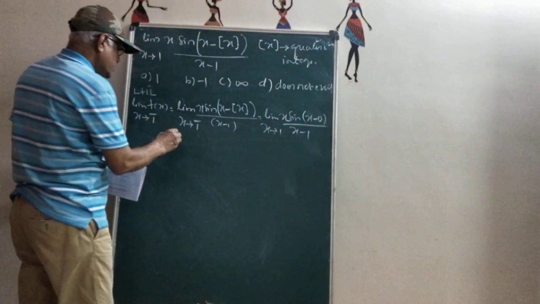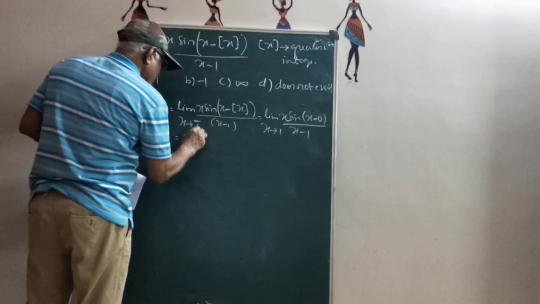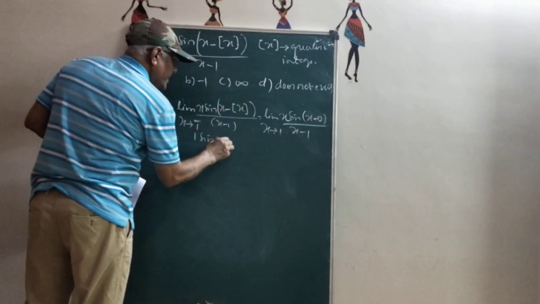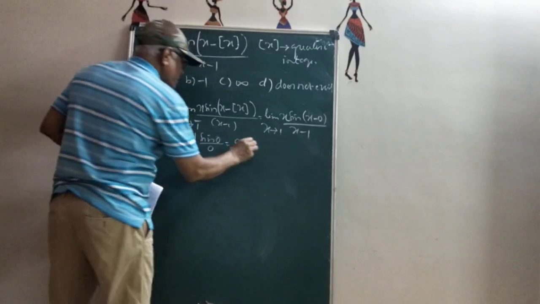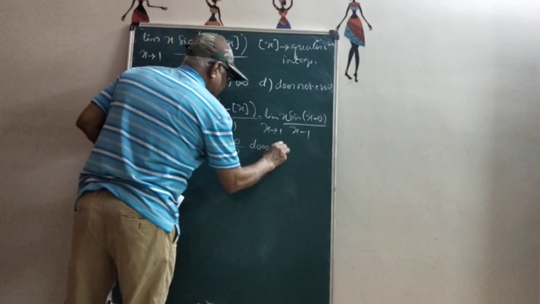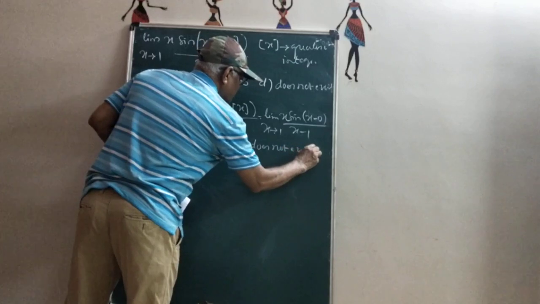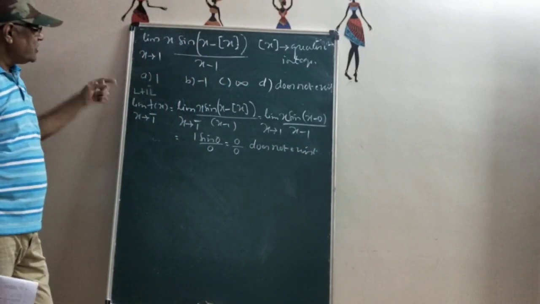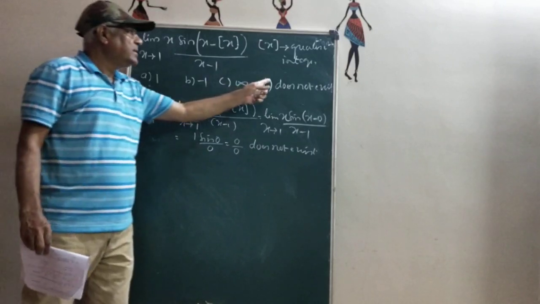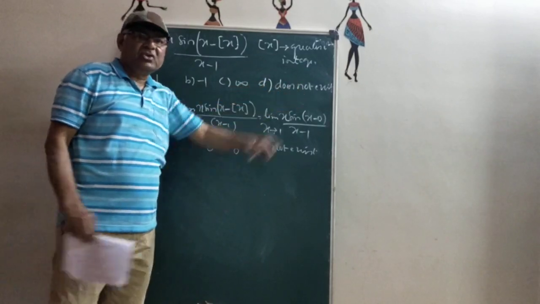As x tends to 1, that is equal to 1 into sine 0 divided by 0. That means 0 divided by 0, so that does not exist. Students, here the left hand limit of this function does not exist. So when one of the limits does not exist, what is the answer? The limit does not exist.